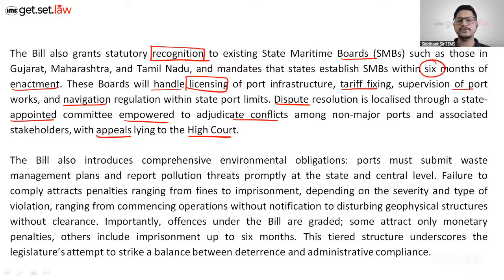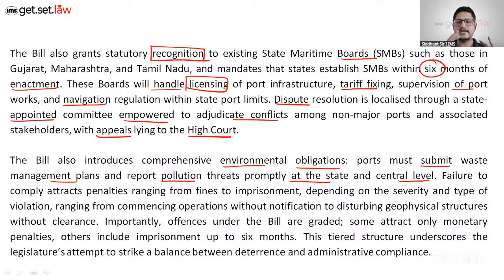The bill also introduces comprehensive environmental obligations. That means they need to see whether they are following the environmental norms or not. Okay. So that is what they're talking about. Ports must submit waste management plans and report pollution threats promptly at the state and the central level.